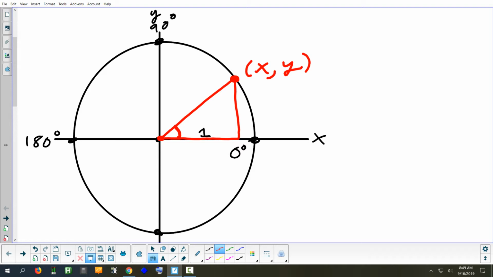So let's label the coordinates for 0, 90, 180, and 270. Those are easier ones because they're all on an axis. Anytime a coordinate's on an axis, one of the numbers is always 0. If you want to label a coordinate on an x or y axis, one of the coordinates always has a 0 in it somewhere.